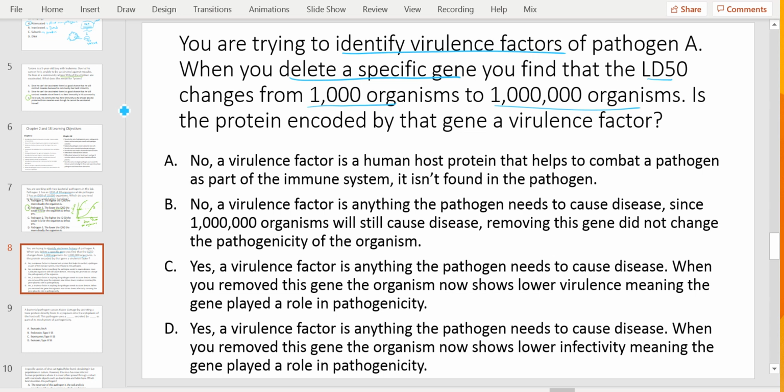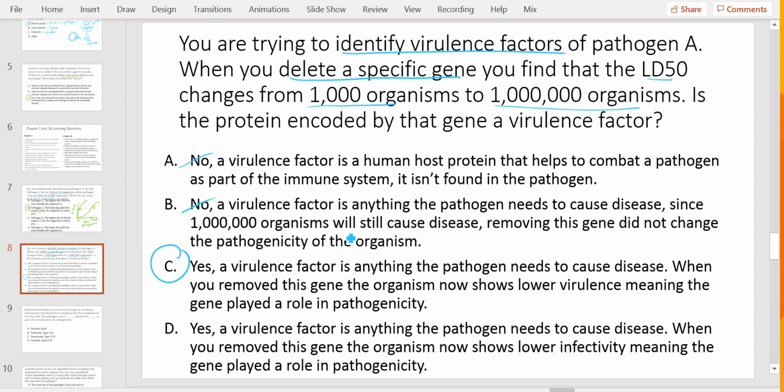And so our answers can't be A or B because those both say no. C says yes, a virulence factor is anything the pathogen needs to cause disease. When you removed this gene, the organism now shows lower virulence, meaning the gene played a role in pathogenicity. So C is going to be the answer to this one.